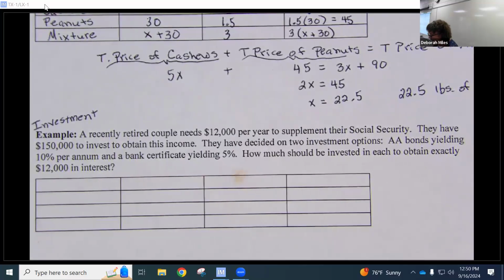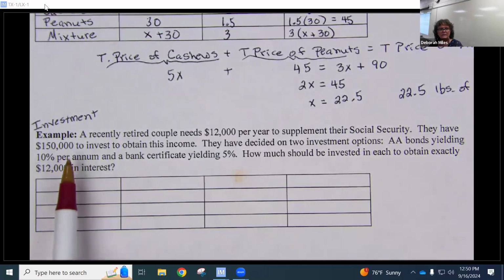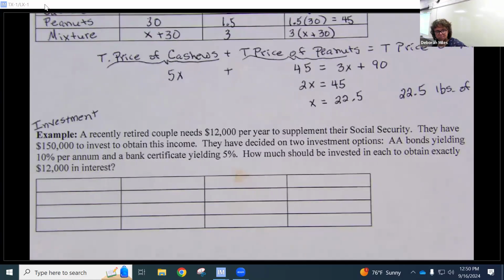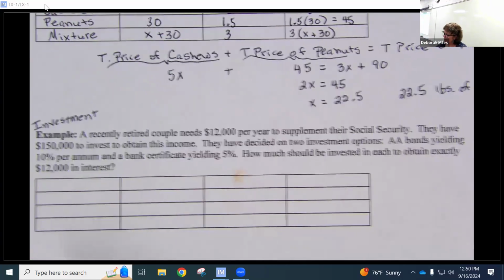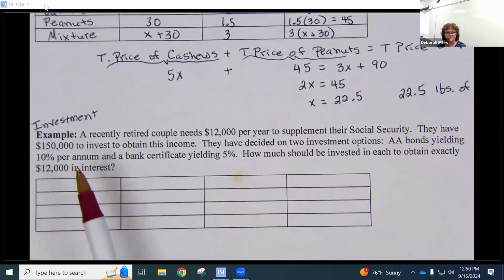No, they got the 150,000. They're going to split the investment, but they're going to invest the whole 150,000. I'm just wondering why they don't put it all in the CDs, or excuse me, all in the bonds.